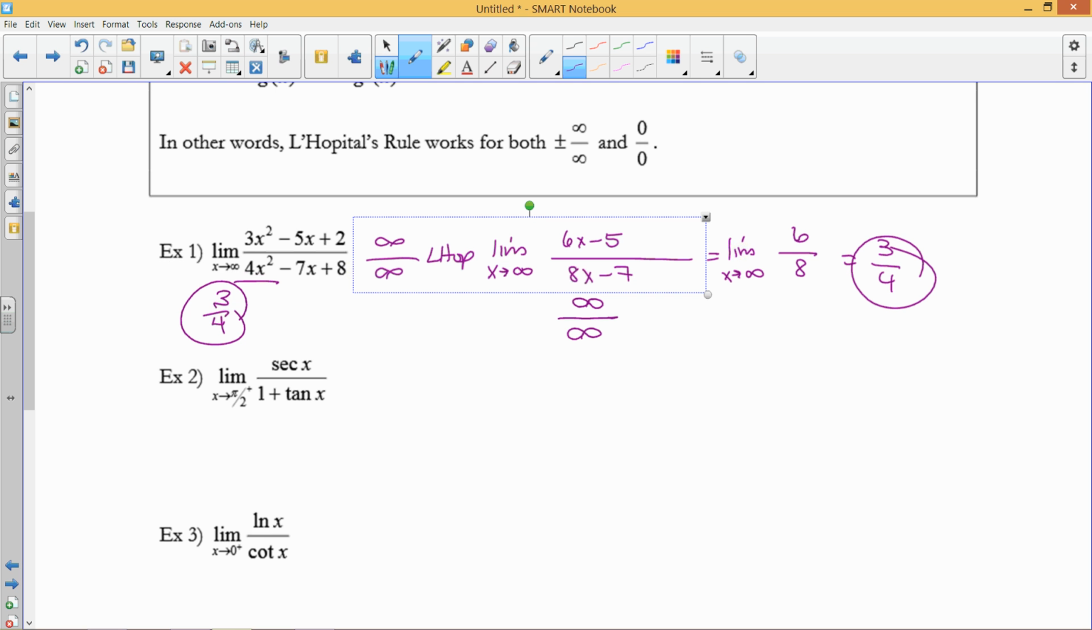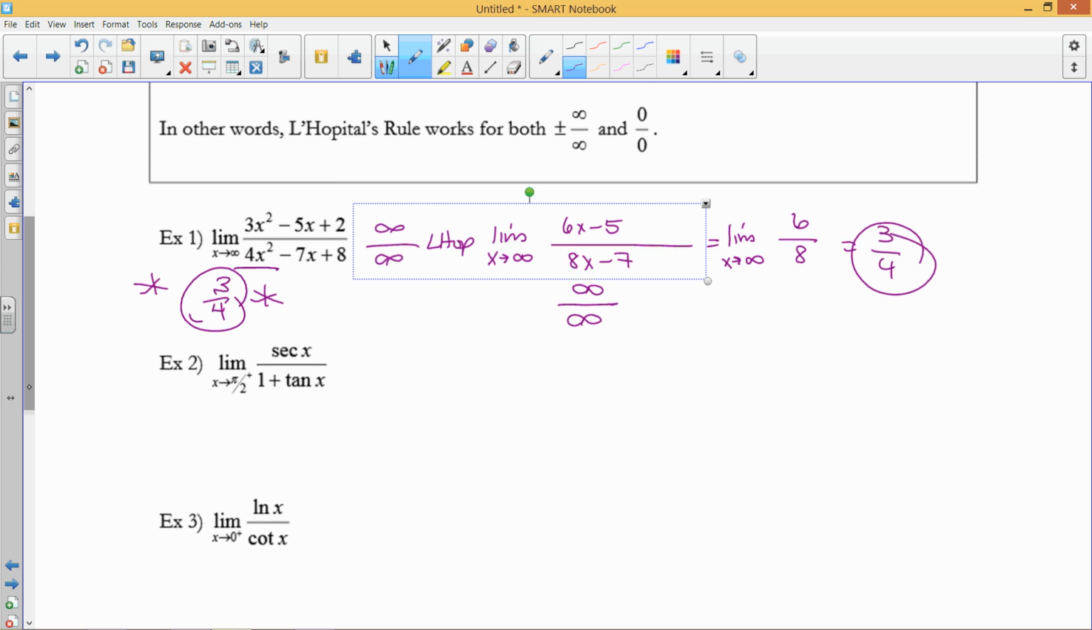Okay? Now, honestly, all things considered, I'd prefer that you know it the old way. If you have a rational expression, and they both have the same degree and x approaches infinity, you just take the ratio of the coefficients. That's going to be way easier, but I wanted to show you that both ways work.